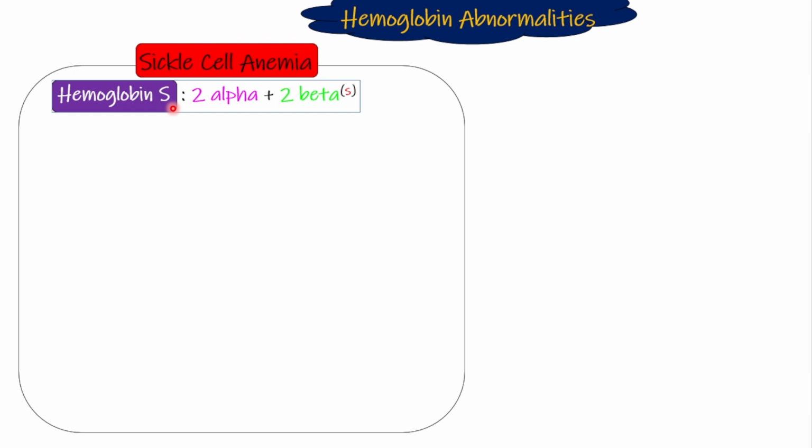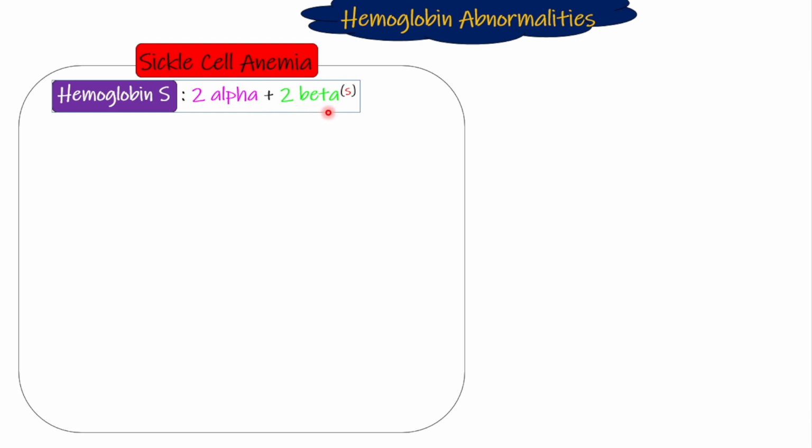Previously we have studied hemoglobin A, hemoglobin A2, hemoglobin F. Now this is hemoglobin S. This is a specialized hemoglobin which is present in the cases of sickle cell anemia. Now hemoglobin S consists of 2 alpha chains and 2 beta chains. And now you will say that this is perfectly normal, having 2 alpha chains and 2 beta chains.